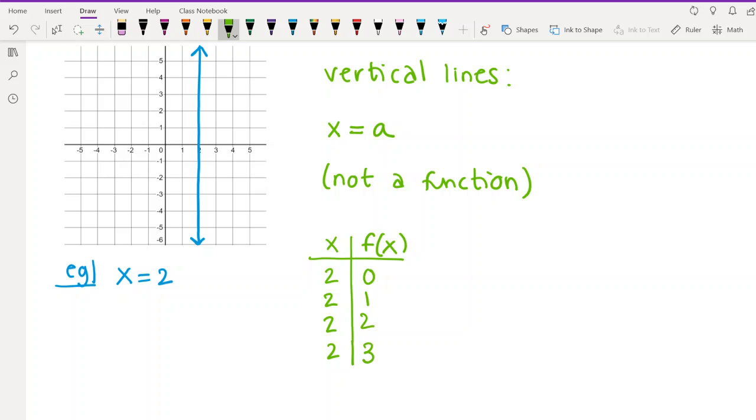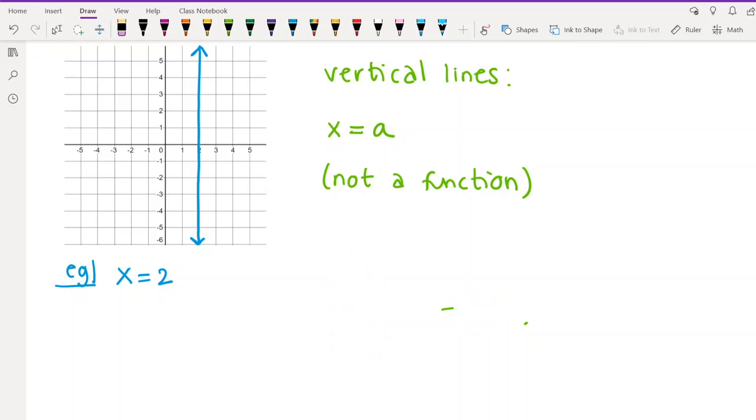And so there's way too many different outputs with the same input, right? If you were to try to evaluate f of 2, you would have way too many answers. So remember that in order for something to be a function, for every input, there can only be one output. So you can't have this situation where basically all of the different y values go with the same x value. It just doesn't work the way that functions are supposed to work.